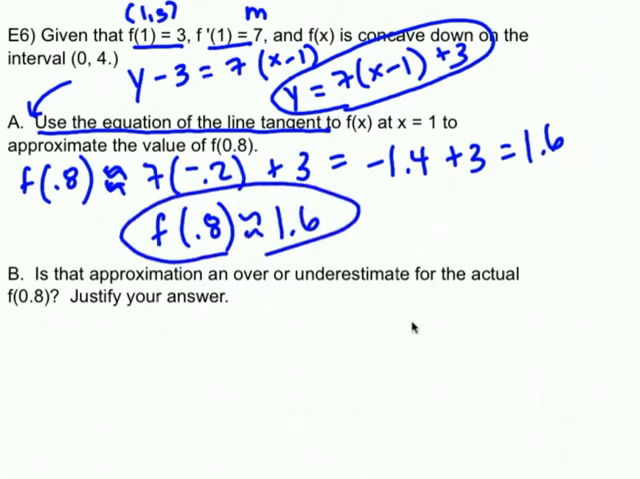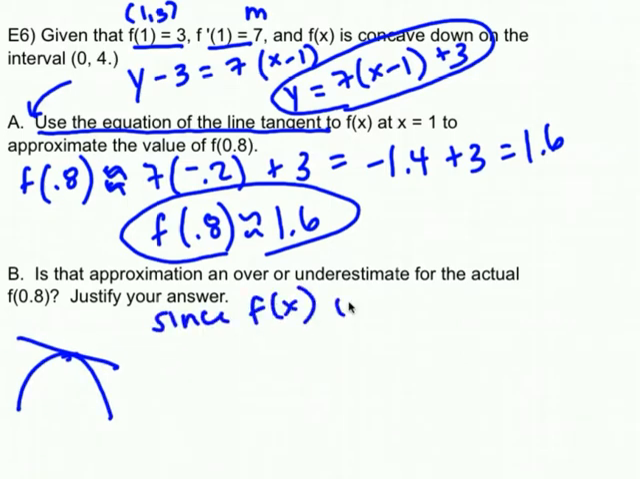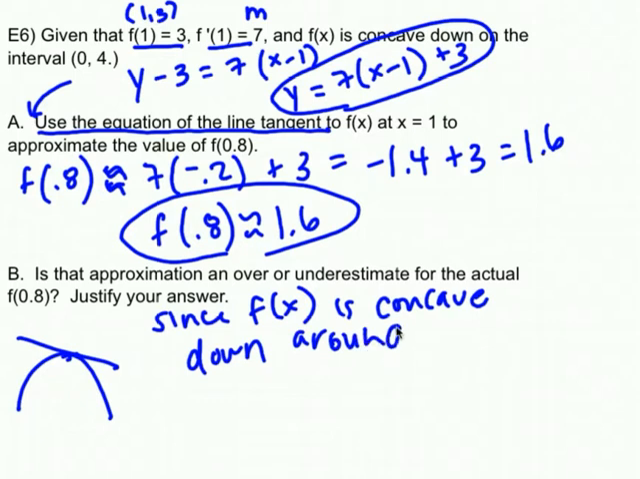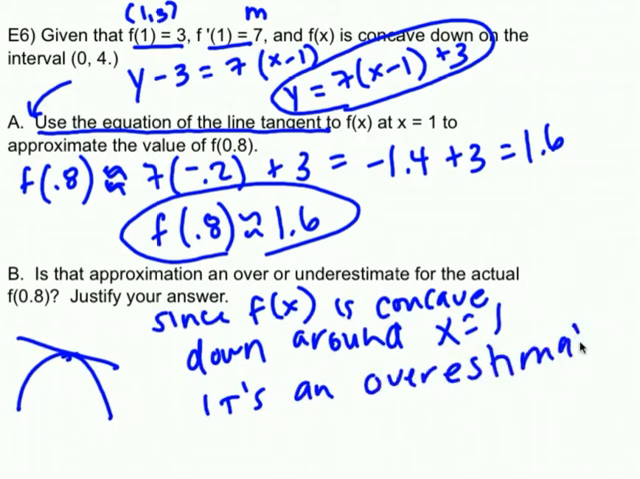The question is, is it an over or underestimate? Well, we know that the graph is concave down, right? So if you picture that, a tangent line is going to be an overestimate. So since f of x is concave down around the spot where x is 1, it's an overestimate. And I'm not lying when I say that I have had to draw this picture every time I ever use this justification for my brain. I just know I'll say the wrong thing if I'm not paying attention.